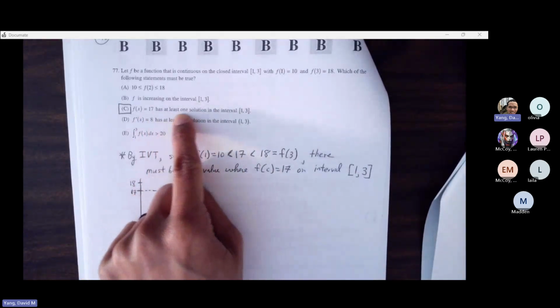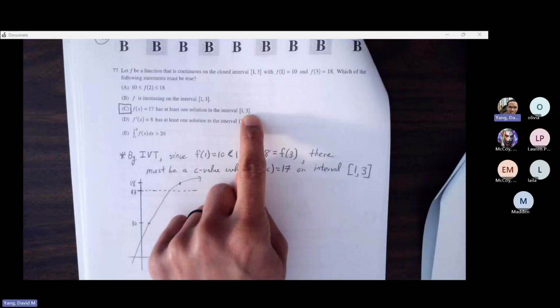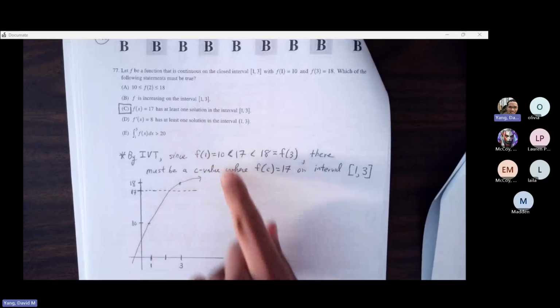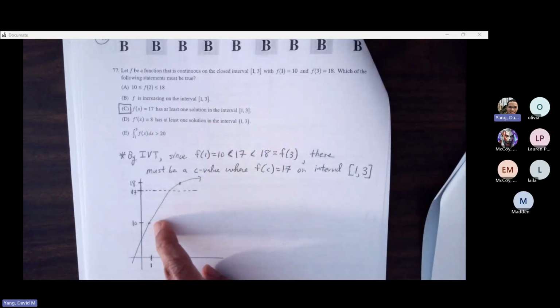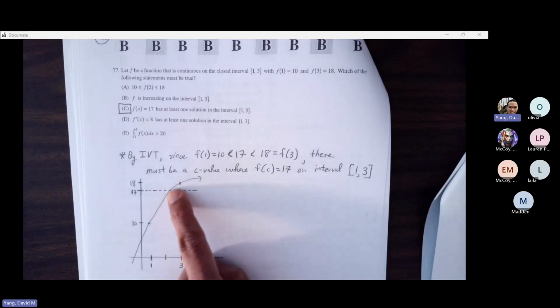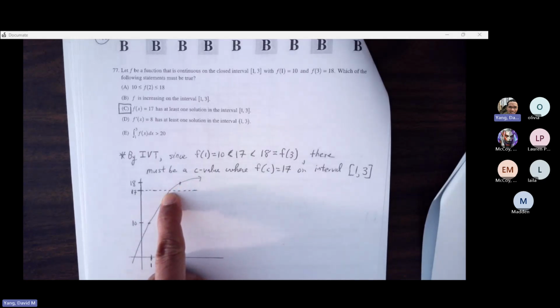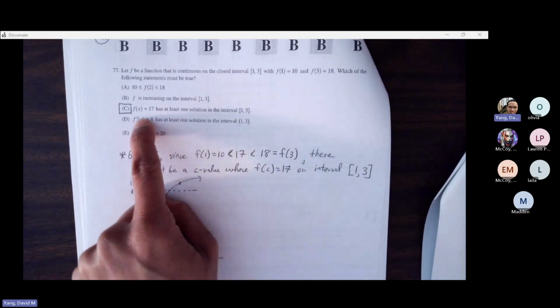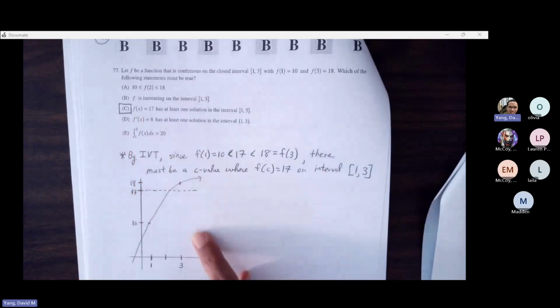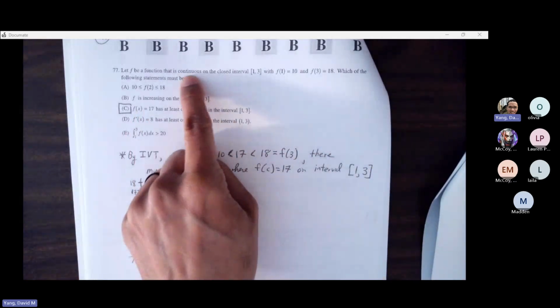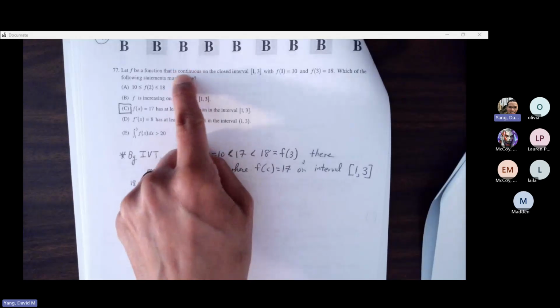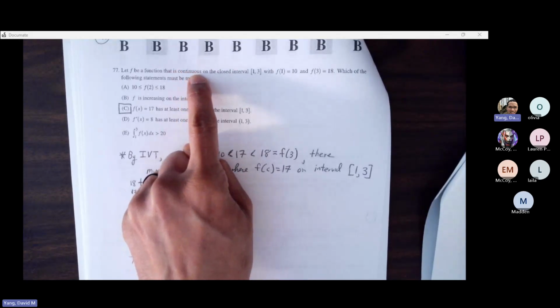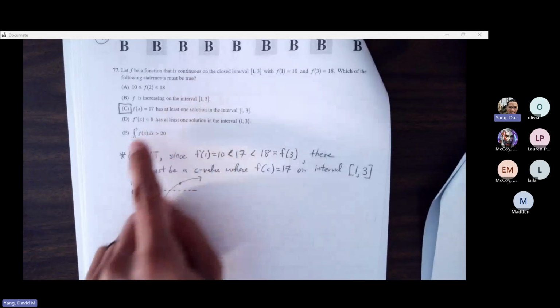Okay, f of x equals 17 for at least one solution on the interval from 1 to 3. This one is true, right? Because if the graph is going to connect from a y value of 10 to a y value of 18, it has to pass through that y value of 17 at least once. F prime has at least one solution. F prime equals 8. We can't guarantee a slope of 8 because it's continuous, but that doesn't indicate that it's differentiable. So if I want to guarantee anything about slope, I need some conditions about differentiability as well.